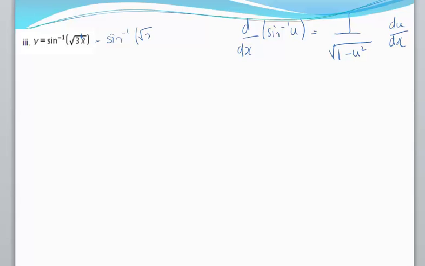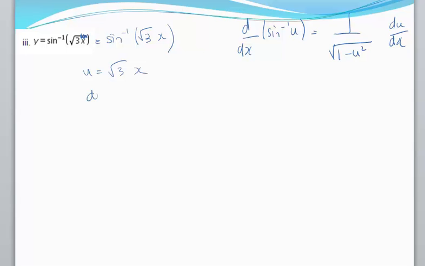Moving to our next example, we'll start again by writing out our formula. We've got d/dx of inverse sine of u is equal to 1 on the square root of 1 minus u squared, du/dx. And we notice that there is a little bit of an issue here. This should actually be sine to the minus 1 of root 3 multiplied by x, not root 3x. So now u is equal to root 3 multiplied by x.